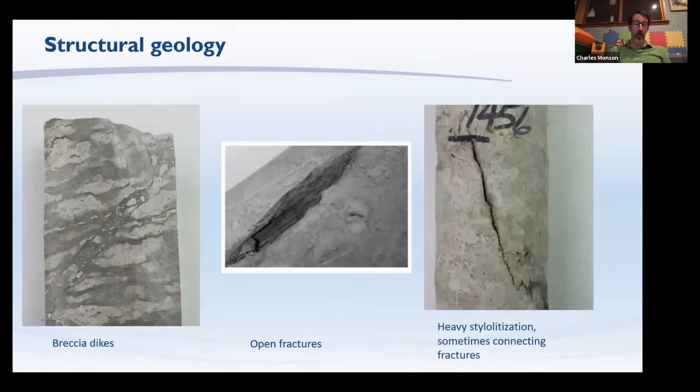I showed you a picture of a breccia dike earlier, but these things also have open fractures in them, sometimes filled fractures, and very heavy stylolitization in some parts of the core, sometimes connected by fractures. You have these pressure solution seams connected by a fracture here, which is kind of interesting. In different places in the core, these pressure solution seams can be horizontal, elsewhere vertical, or at weird angles. It speaks to a very complicated pressure regime when the impact hit, because a lot of this stuff happened in a split second practically. When an impact crater forms, it happens pretty fast.